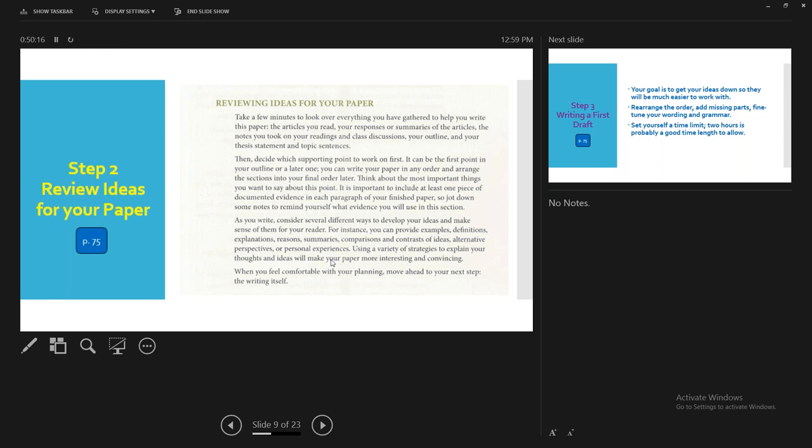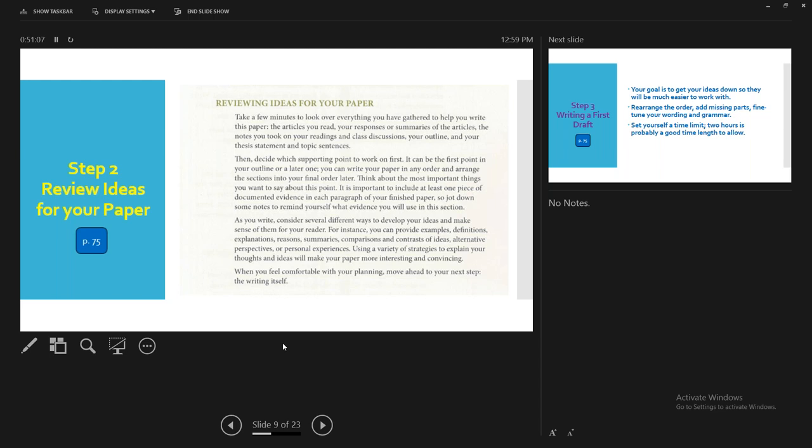And you need to see where to use this evidence. Don't overuse it as we discussed last time, but you need to use evidence to support your ideas. As you write, here is where you need the in-text citation, to acknowledge the source you referred to. As you write, consider several different ways to develop your ideas and make sense of them for your reader. For instance, you can provide examples, definitions, explanation, reasons, summaries, comparisons and contrast of ideas, alternative perspectives, or personal experiences. So these are types of support you can have.